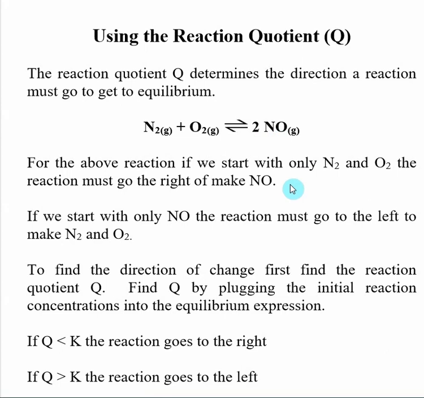So the same thing is true if I just put NO into a reaction vessel. That means initially I have a zero concentration of N2 and O2. I can't have that, so I already know the reaction must go to the left. As it goes to the left, it uses up NO, and it makes N2 and O2. So I know the reaction is going to go to the left. I don't need to find my reaction quotient.